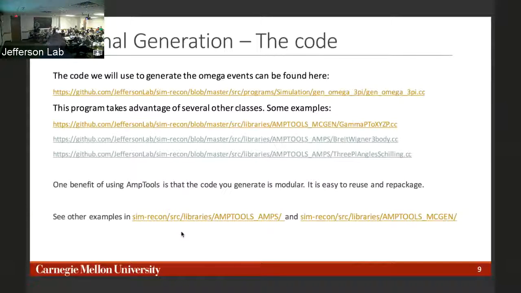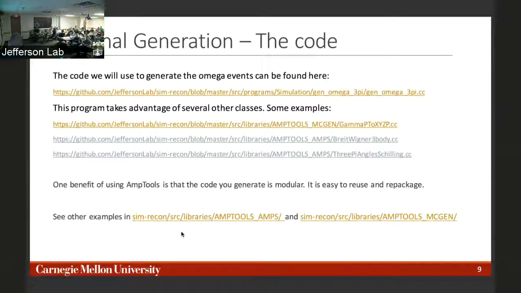Okay, so now I'll do the thing that everyone hates, and I'm going to bring up some code and look at it. When you have this slide on your own, you can go through each of these, and this is the main code that's driving it. I've described how we're going to model the reaction, and we're going to use this generator called Gen omega 3 pi, at this link. That's the code that's driving things, and it uses the AMP tools framework.